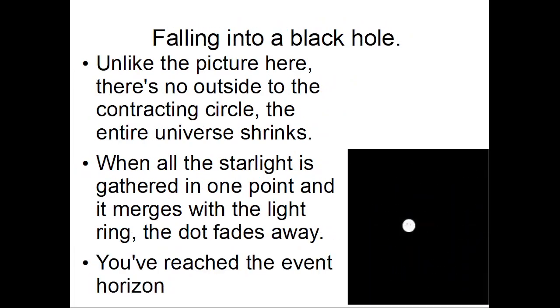Unlike the picture here, there's no outside to the contracting circle. The entire universe seems to shrink. When all the starlight is gathered into one point and emerges with the light ring, the dot fades away. You've reached the event horizon. Your mass is now spread around the entire black hole.